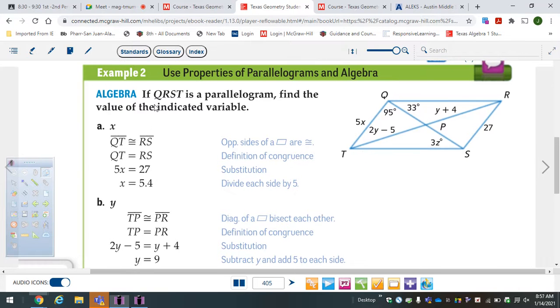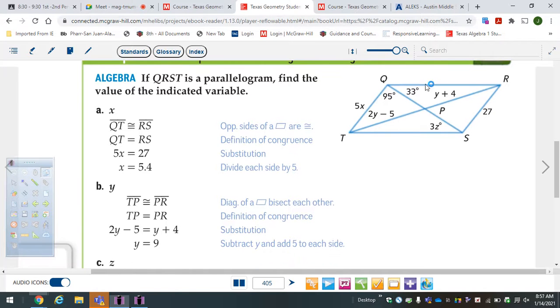So real quick, if QRST is a parallelogram, find the value of the indicated variable. So when it comes to this part real quick, you have this parallelogram here. Remember, all the properties still hold true. If it's a parallelogram, opposite sides are equal to each other. Angles that are opposite, this whole angle here and this whole angle here are opposite or equal. This opposite angle and this opposite angle are equal. Diagonals bisect each other, slash this side is equal to this side, or this half is equal to that half, and so forth.